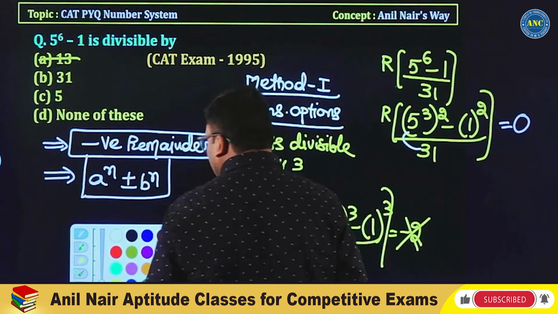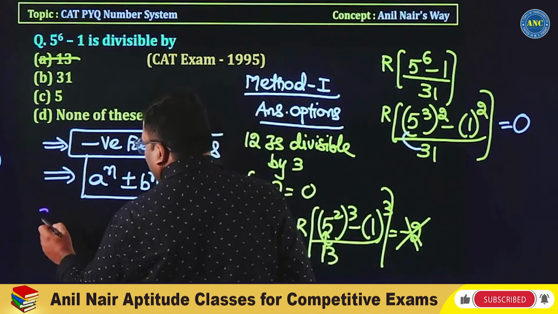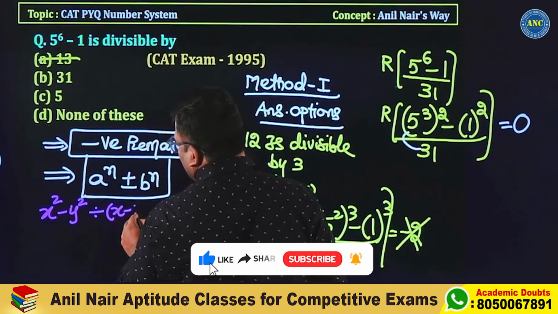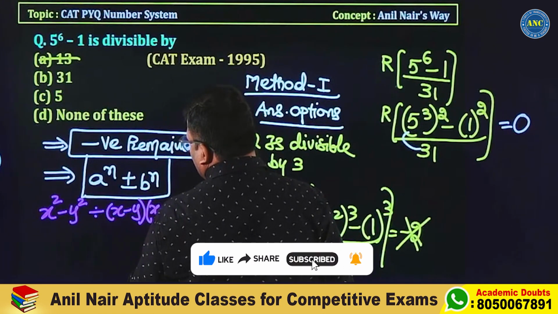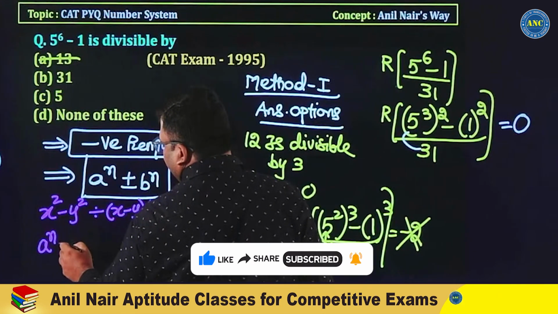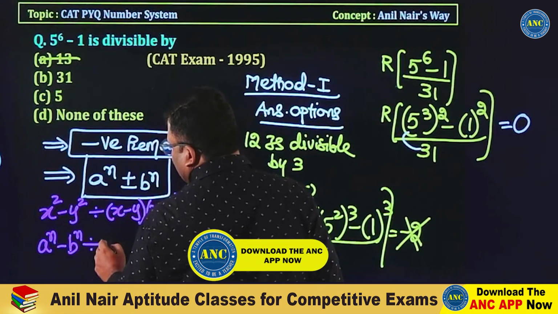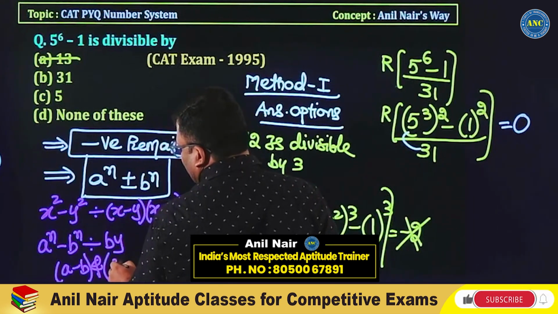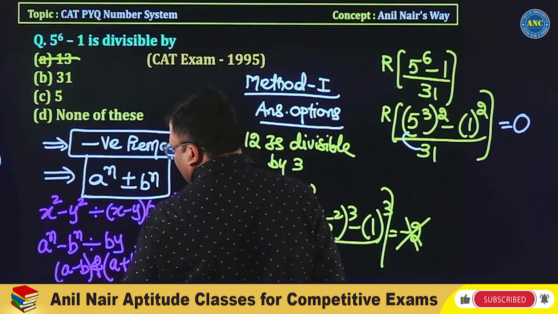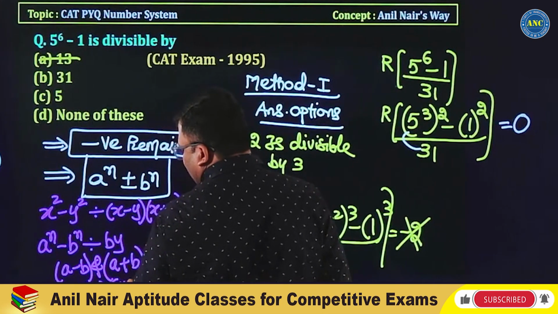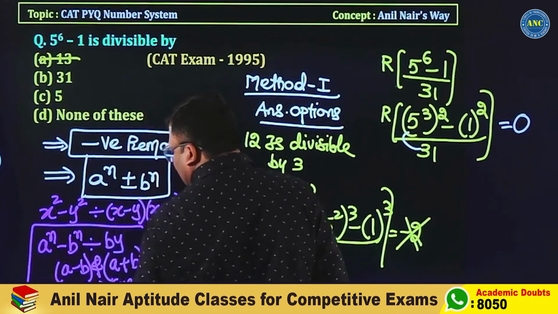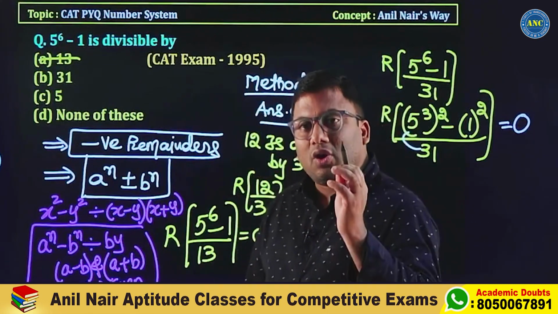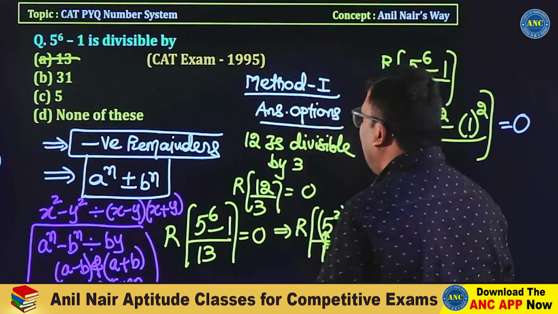Another way, please write down, sir. x square minus y square is divisible by x minus y and x plus y. a power n minus b power n is always divisible by a minus b and a plus b if n is an even number.